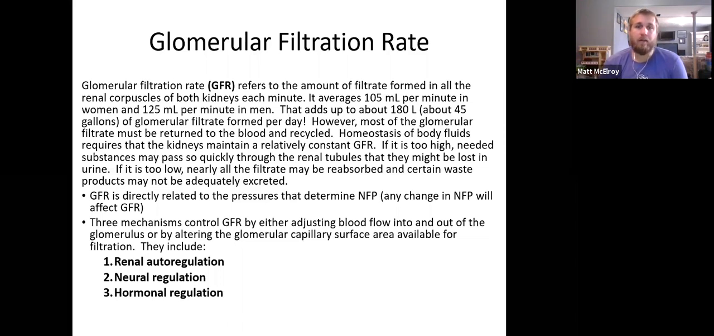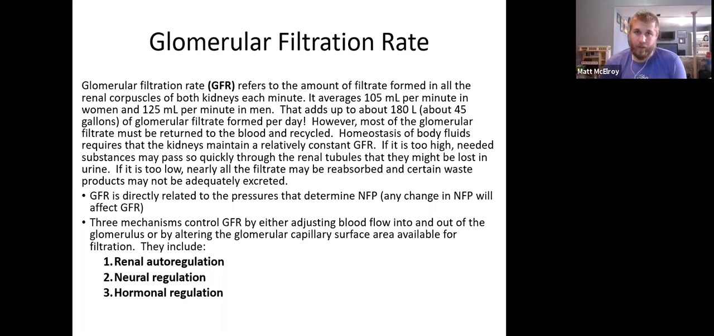This is an average of 105 mL per minute in women and 125 mL per minute in men. Here's some crazy statistics. That adds up to 180 liters, or about 45 gallons, of filtrate formed per day. Thinking of a 2-liter pop bottle, 180 divided by 2 is 90. That'd be 90 of those pulled out of the blood every day, or 45 milk cartons.